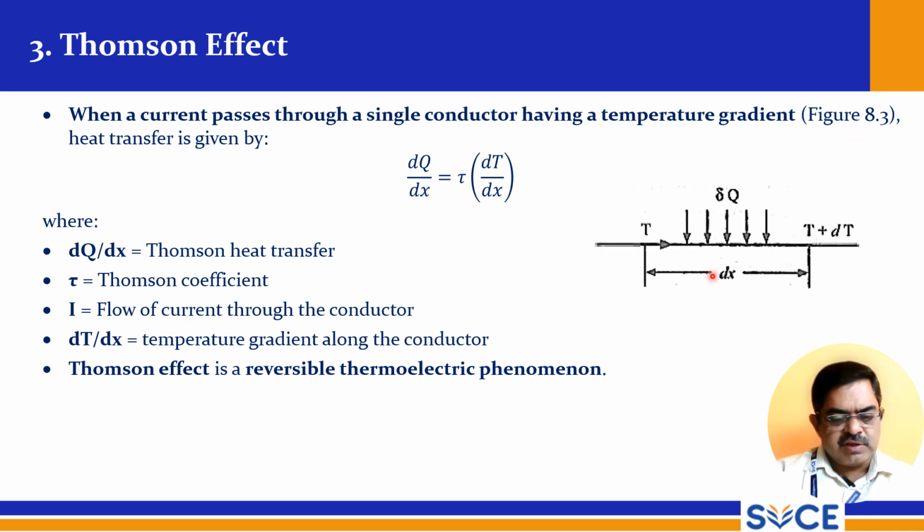So this is the simple diagram of the Thomson effect. Here the current passes through this, and delta Q is acting across delta X. So the temperature here is T, and after crossing this it becomes T plus dT.